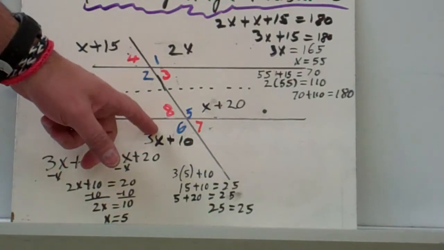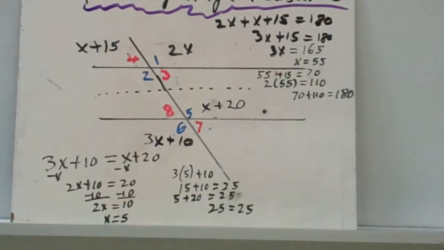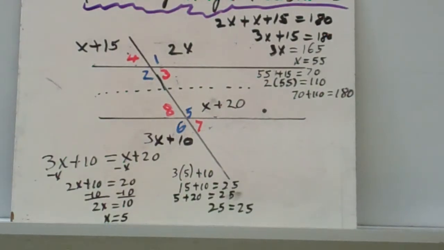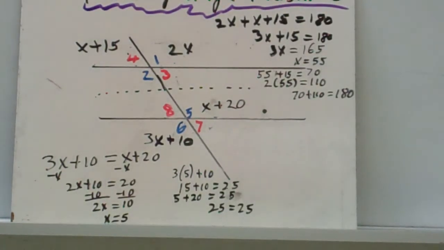On the bottom here, I have a case of vertical angles. I have two expressions that are vertical. So we know that vertical angles are congruent or equal to each other. So that's what we're going to do. We're going to take the expression x plus 20 and the expression 3x plus 10 and set those equal to each other. So from here, we're just solving, or we're just balancing an equation.